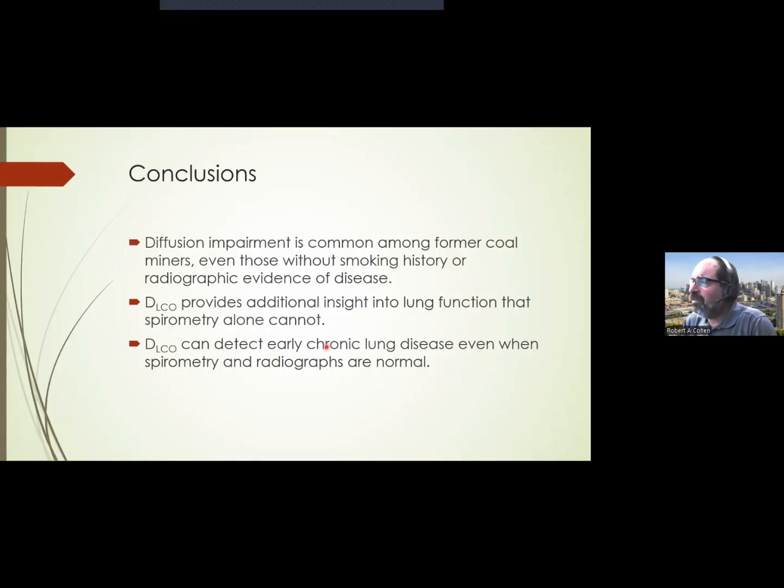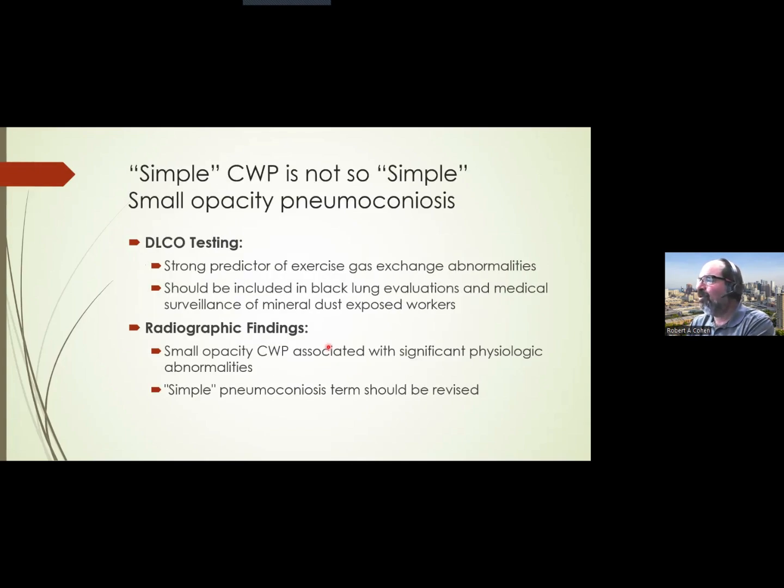So our conclusions from this is that diffusion impairment is common, as we saw from the previous study, even in those without smoking history or without radiographic evidence of disease. It provides significant additional insight into lung function that spirometry alone cannot, and it can be used to detect early chronic lung disease when spirometry and radiographs are normal. So I think I've made this point. I probably pounded it to death, but I think that it's important that we use a small opacity as our term. Diffusion is a strong predictor of exercise gas exchange abnormalities. It should be included in black lung evaluations and medical surveillance of mineral dust exposed workers.